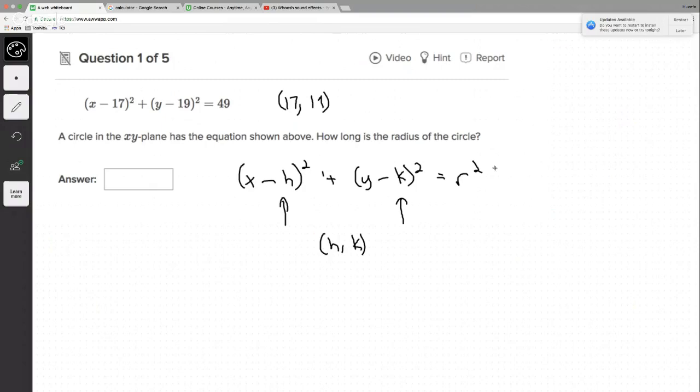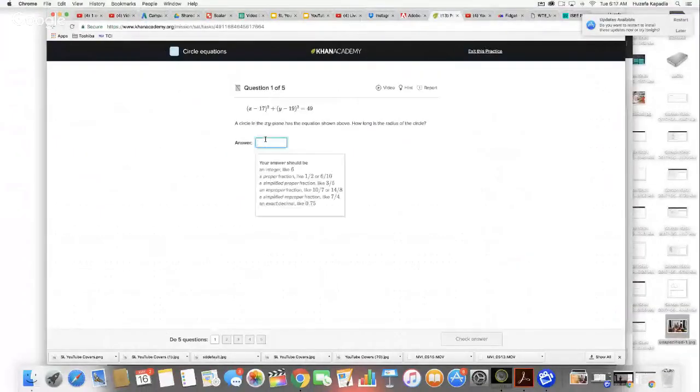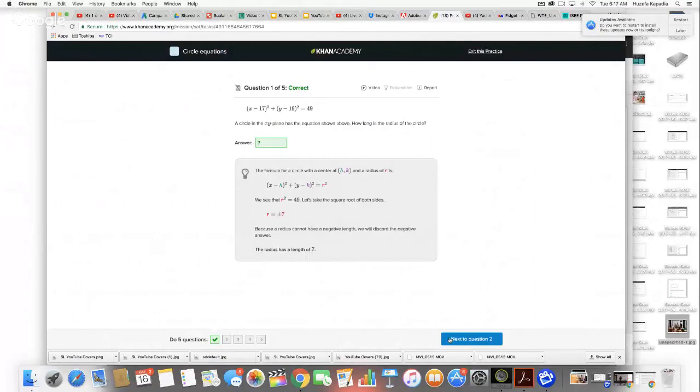And the radius is this value over here. But notice it's not just the radius, it's the radius squared. So that means 49 is in fact the radius squared. So if we want to get the radius, we have to take the square root of this number. So you just take the square root of 49. And this is a no calculator section problem, so you're going to have to know this. And the square root of 49 is 7. All right, so let's go ahead and plug that in and see what they say, and that is correct.